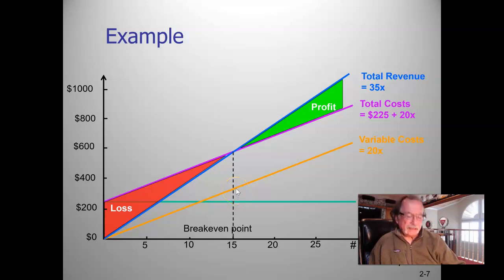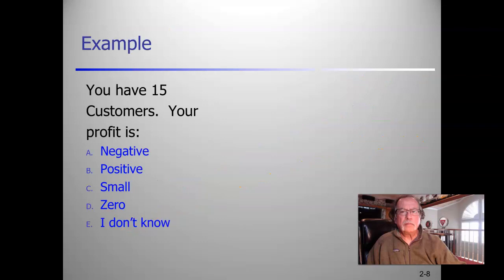And theoretically, it's not always the case, but I think most of the time this is the case, your variable cost will be your marginal cost. So you add one more student, it costs you $20 more. So in this example, if we have 15 customers, our profit is 0. We're at the break-even point.